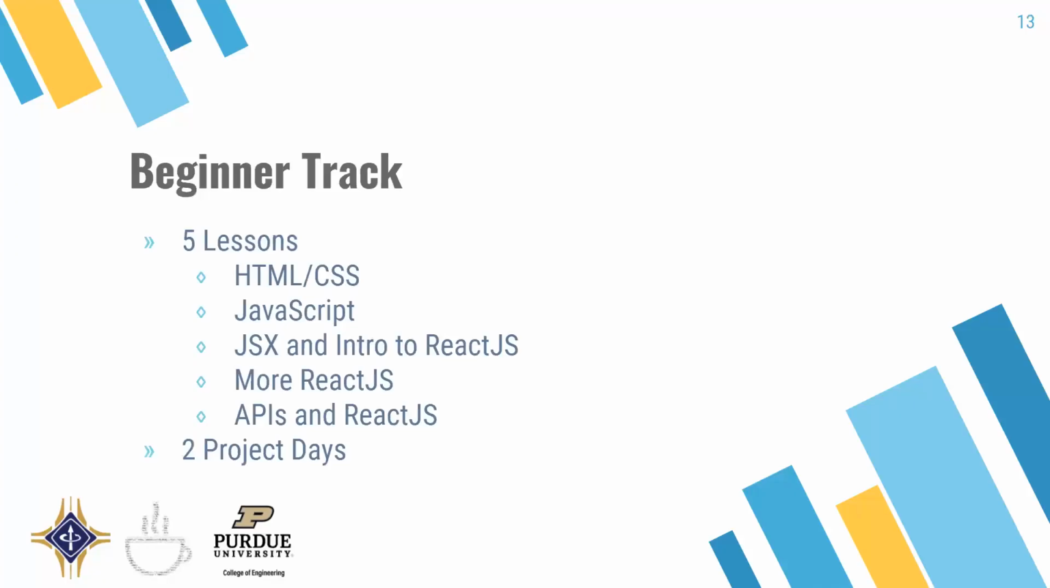So if you choose to go to the beginner track, here's how the 7-week course will look for you there. There'll be 5 lessons. We begin with HTML and CSS, what they are and how to use them, JavaScript, JSX and Intro to React, some more React, and then finally we cover APIs with ReactJS. At the very end, we'll have 2 project days after spring break to work on the final project, which will be a Pokédex app we'll talk about more later.